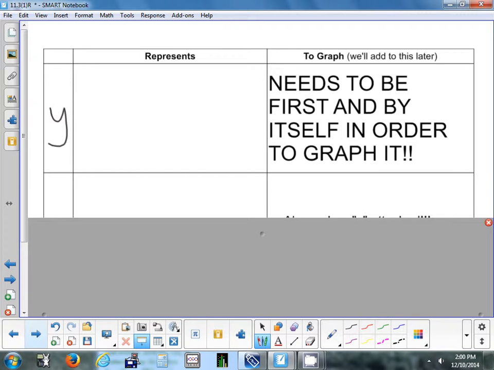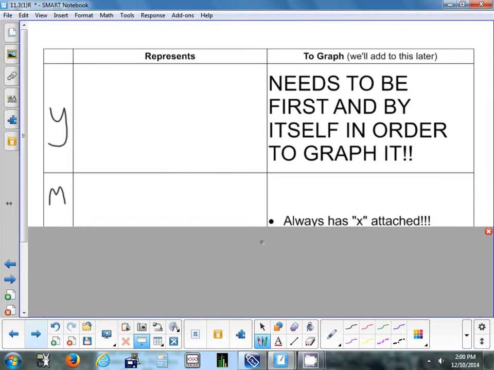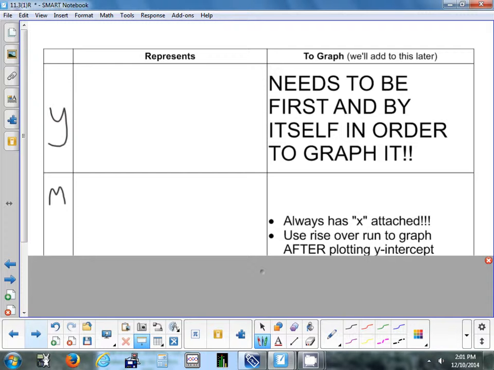Next thing is going to be our what? M, which is the, who can tell me by raising their hand? What's the M represent? Victoria. M is the slope. Awesome. So the first thing, like we talked about, we know it's the slope because it has the x with it, right? X is our little hint saying, yeah, okay, that's the slope. It always has that x attached. Next thing, you're going to use your rise, just like we talked about yesterday, your rise over your run.